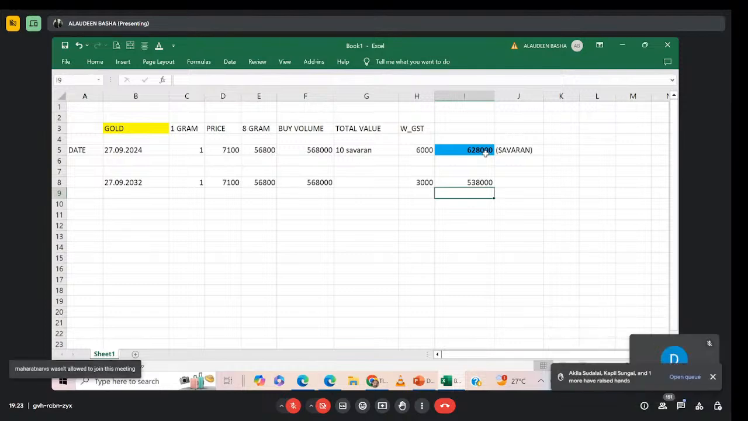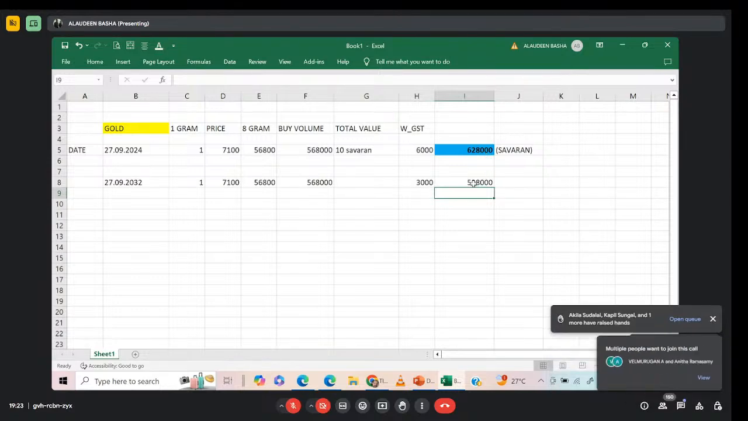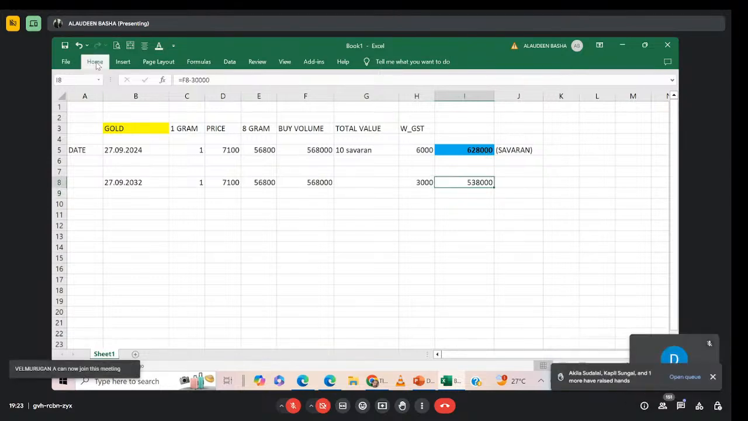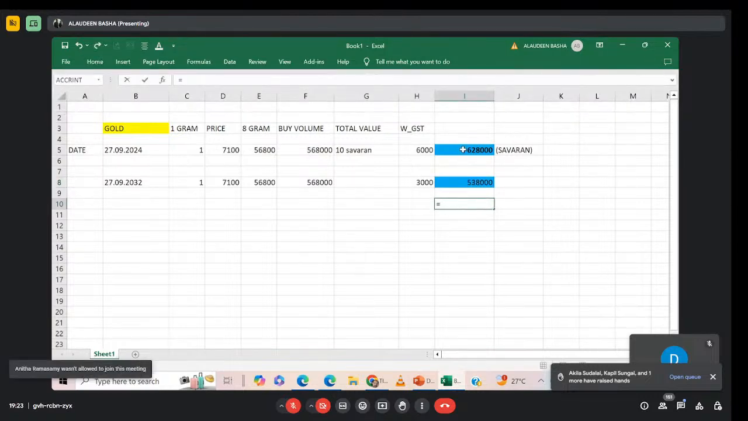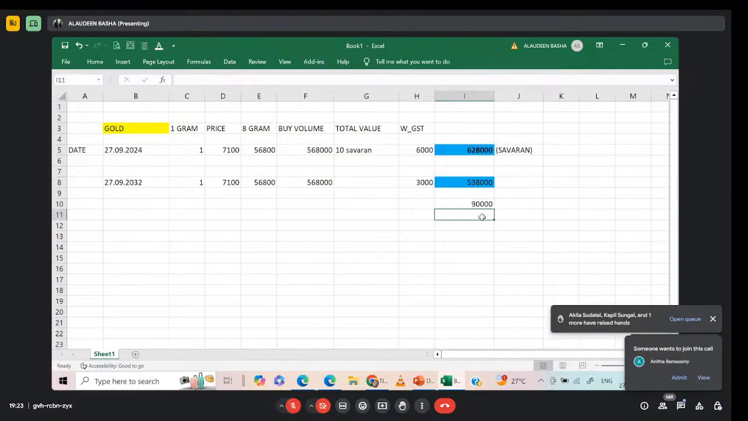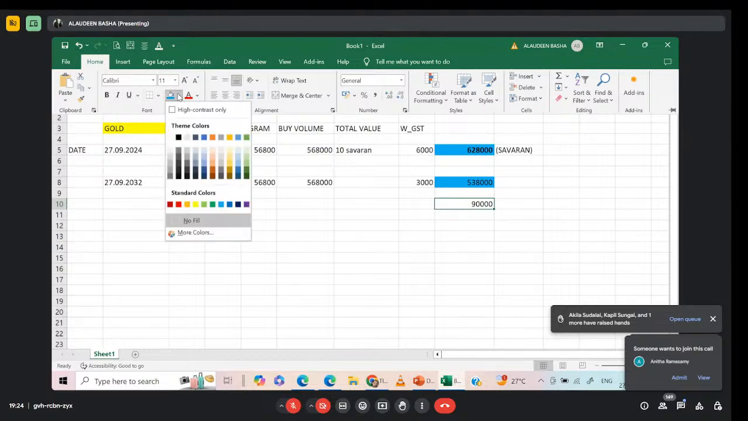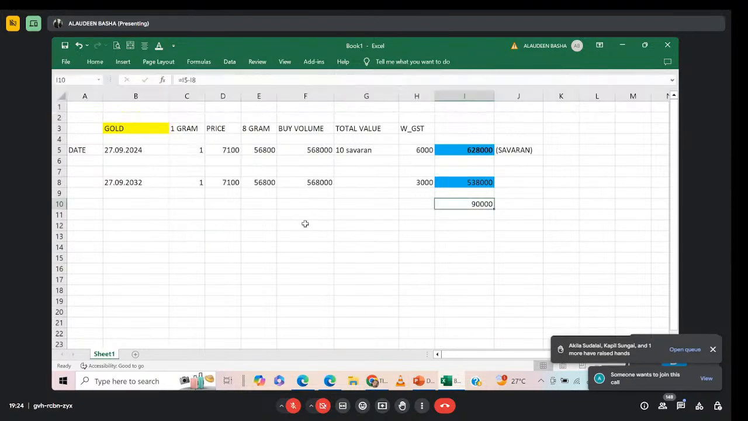After 8 years, there is no change in the gold rate. The same price. For example, you can sell the same 10 sovereign. The value is 5,38,000 only. So you can minus the buy and sell value. So 90,000 you have a loss. Do you agree? Yes, sir. Yes. 90,000 a loss.